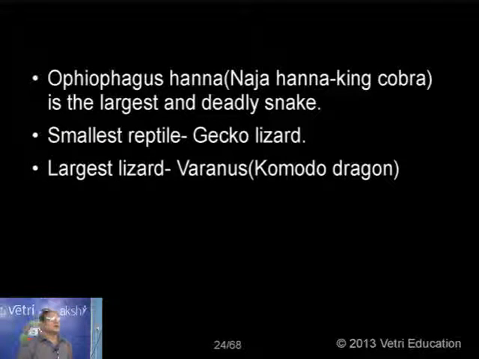Then which is the largest snake? Naja hannah, or Ophiophagus hannah. Ophiophagus hannah, the king cobra. It is the largest deadly poisonous snake.